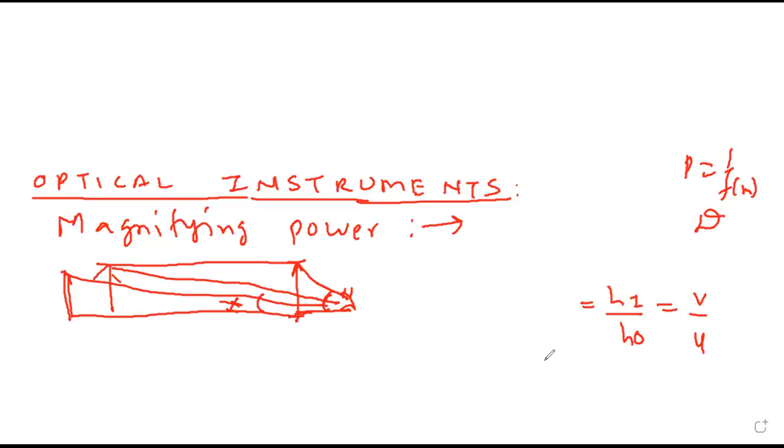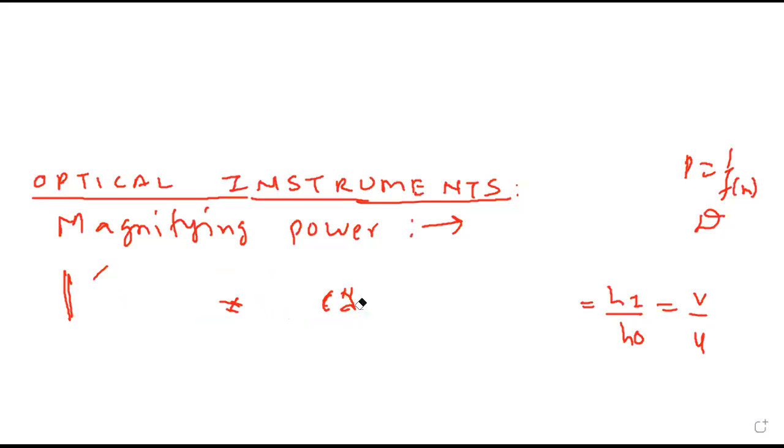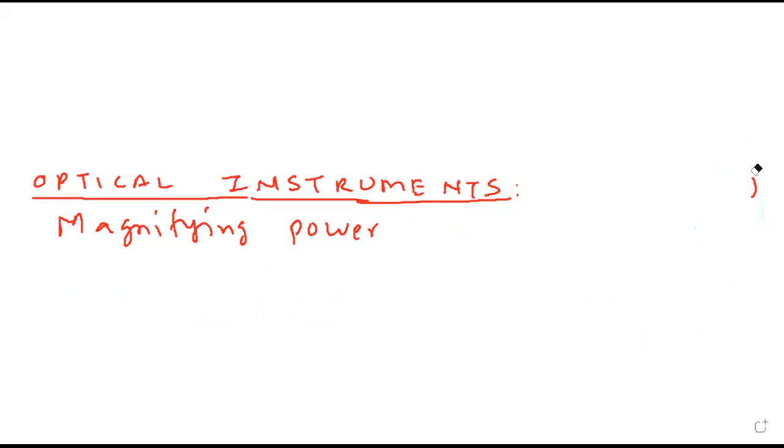Now we are doing what is magnifying power. It is also called angular magnification. So magnifying power and angular magnification, both terms are the same, don't get confused in the exam. From the name it is clear, angular magnification means it is related to angle.